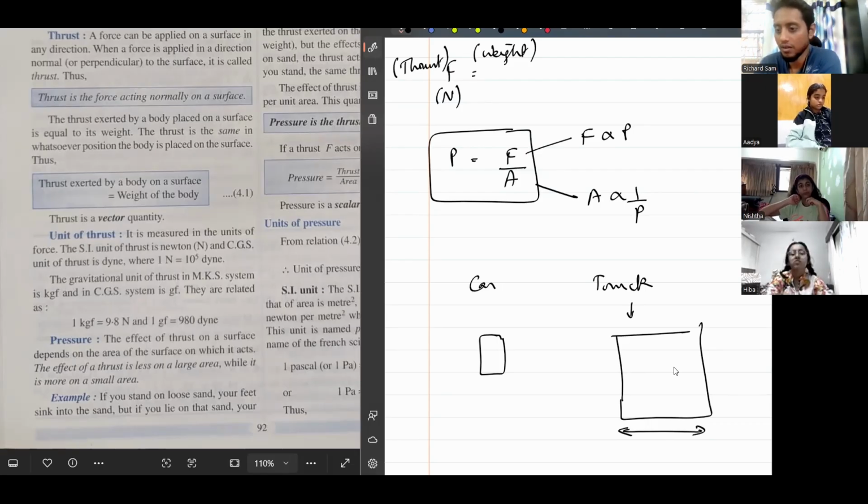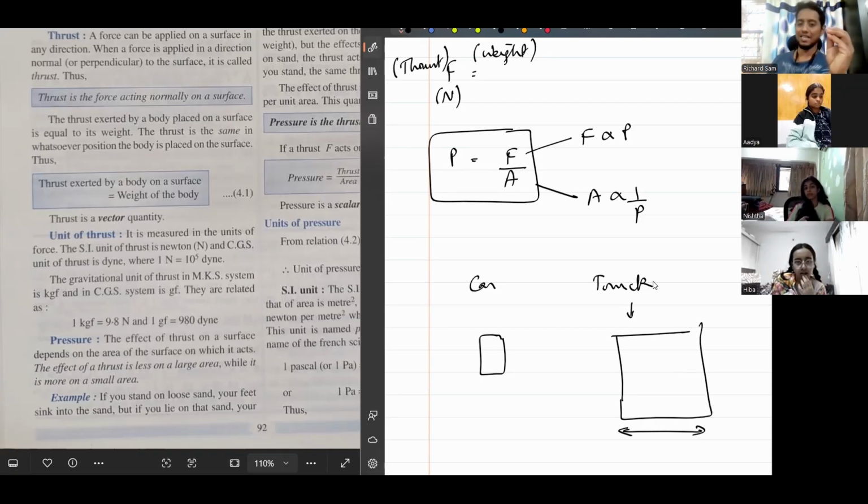Now, if you want to increase pressure, what we should do is reduce the area of contact. For example, a knife. You're cutting vegetables. The knife is supposed to be sharp, right? Because the sharper the knife, the lesser the area of contact, there is more pressure. Or a nail, if you're hammering a nail into the wall, the nail should be sharp because the sharper the nail, the lesser the area of contact, the more the pressure.